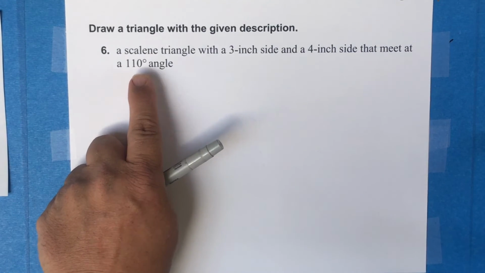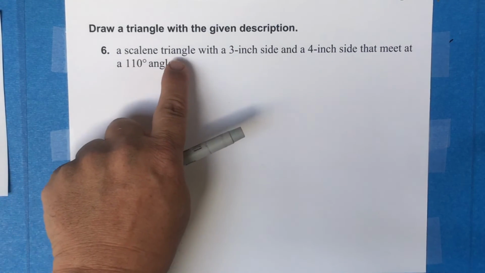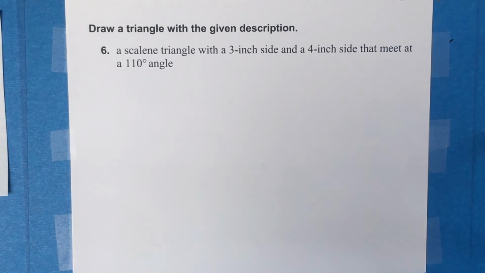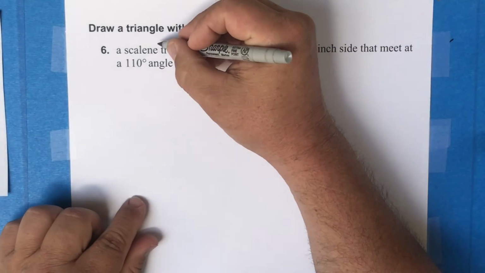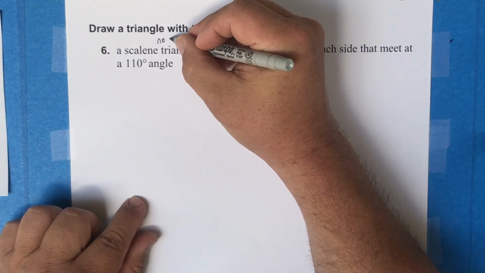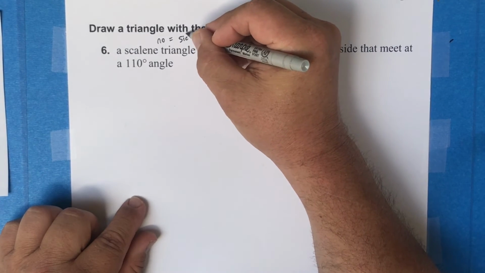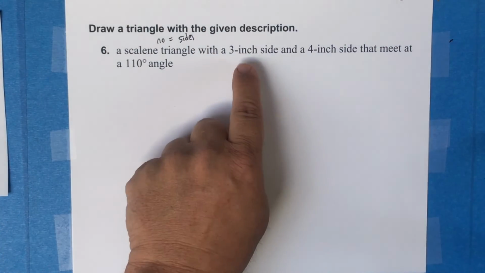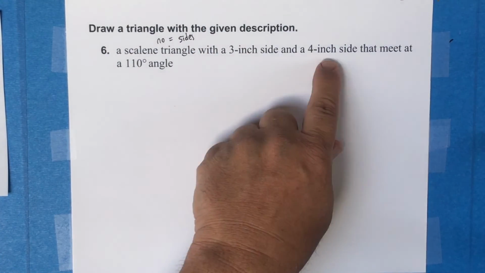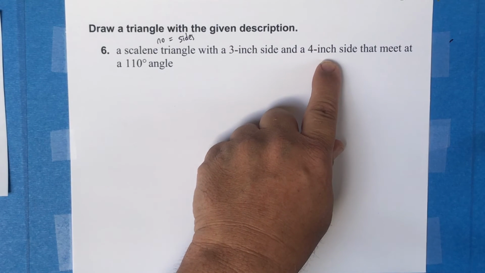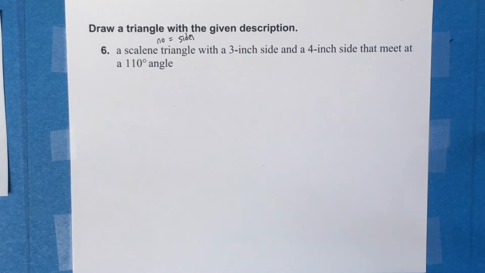So as I break this down, a scalene triangle, that means I'm going to have no equal sides. So I'm just going to write up here, no equal sides. Okay, so if one side is a 3-inch, the other side is a 4-inch, the third side cannot be 3 or 4 inches. It has to be any other measurement.